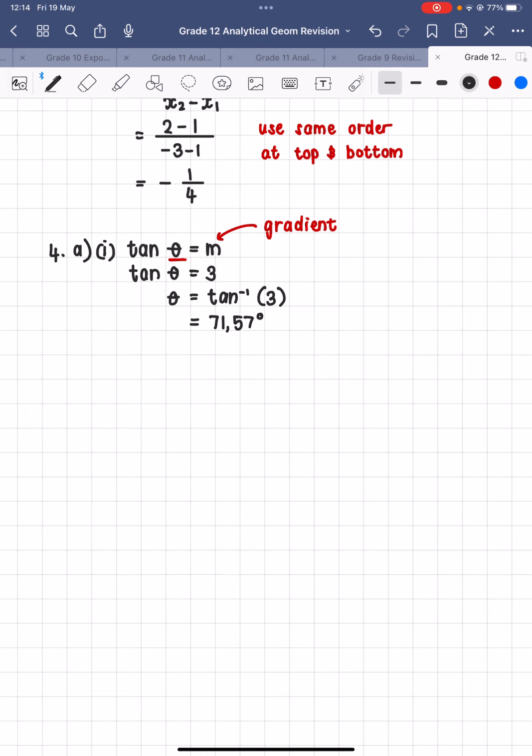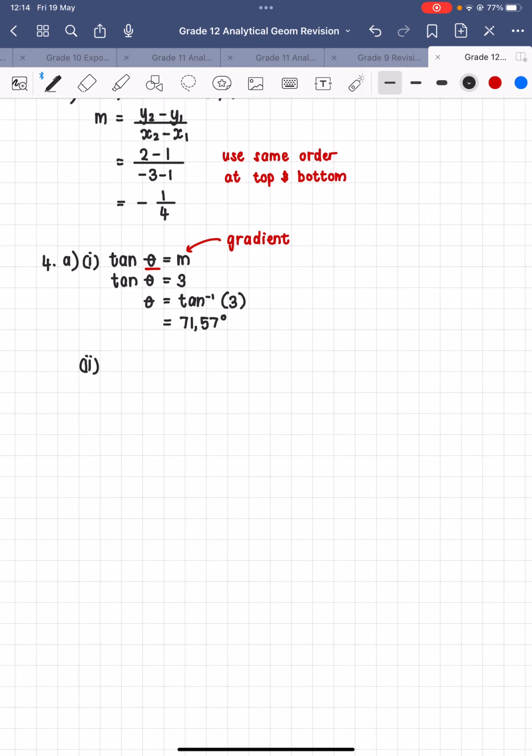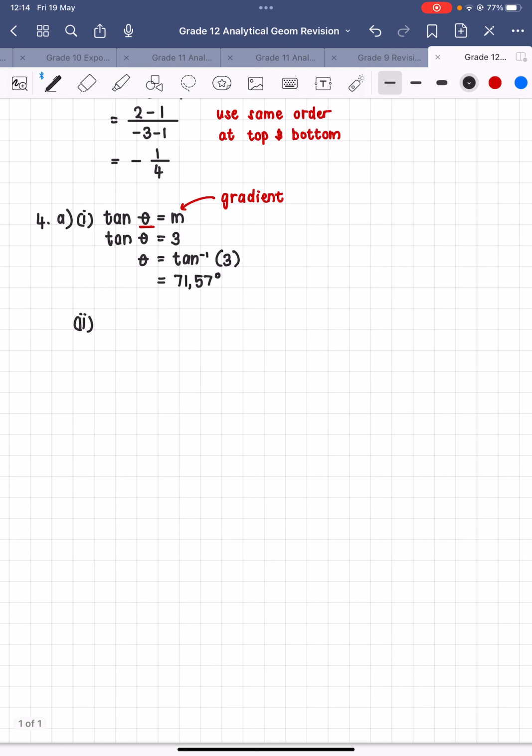I'm quickly going to do number 2 with you as well, because in number 2 we have a negative gradient and the method is slightly different if our gradient is negative. Again, they're asking for the inclination, so we're going to use the same formula: tan theta is equal to the gradient, but for the second question the gradient is -2.